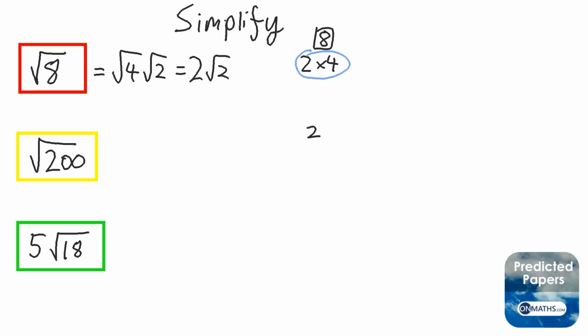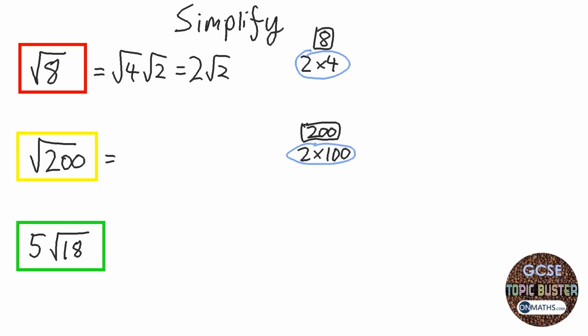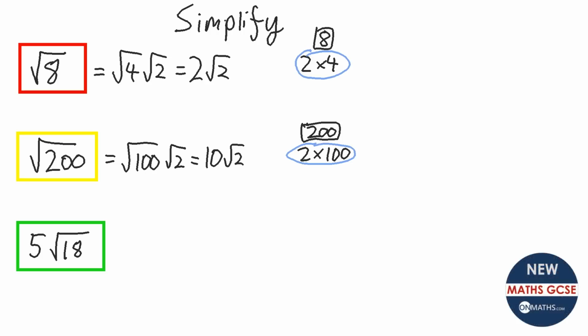This time, 200, we're going to find factor pairs of 200. And again, I just know that 100 is going to be the biggest square number in that. So that's our factor pair there. So that's the same as root 100 times root 2, and root 100 is 10. So it's the same as 10 root 2.